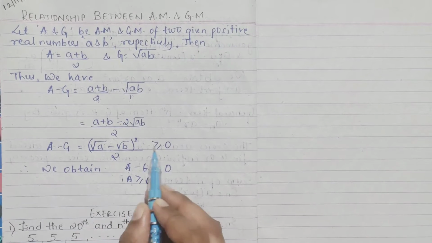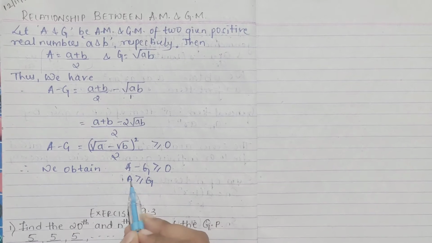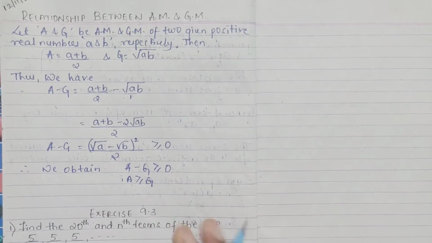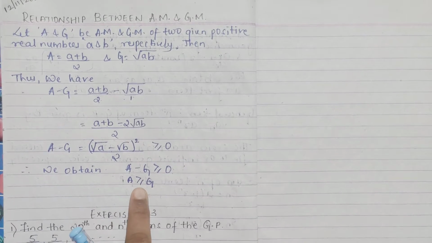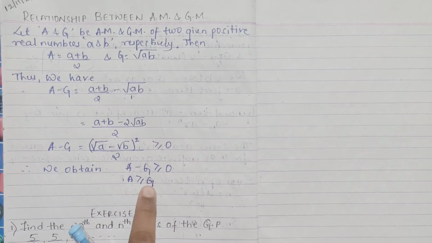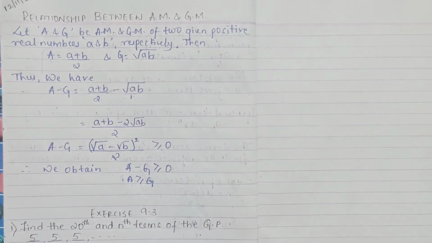So when G goes to the other side, minus becomes plus. 0 plus G is G only. So A is greater than or equal to G. So technically the relationship is that the arithmetic mean is always greater than or equal to the geometric mean. This is the relationship between them.